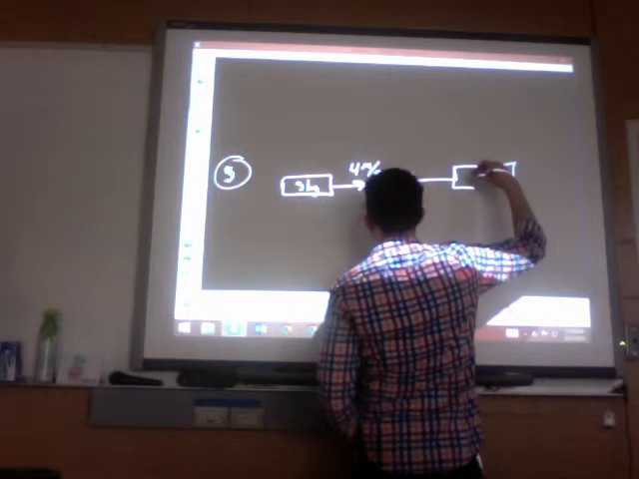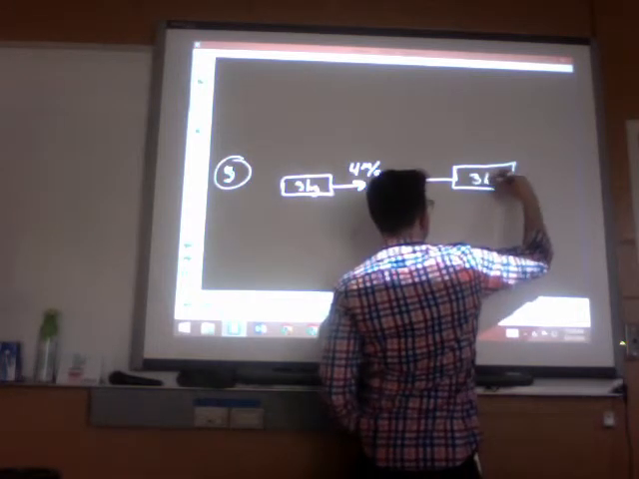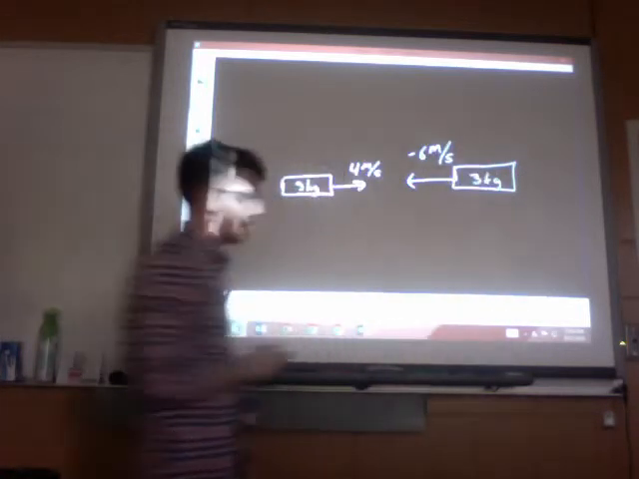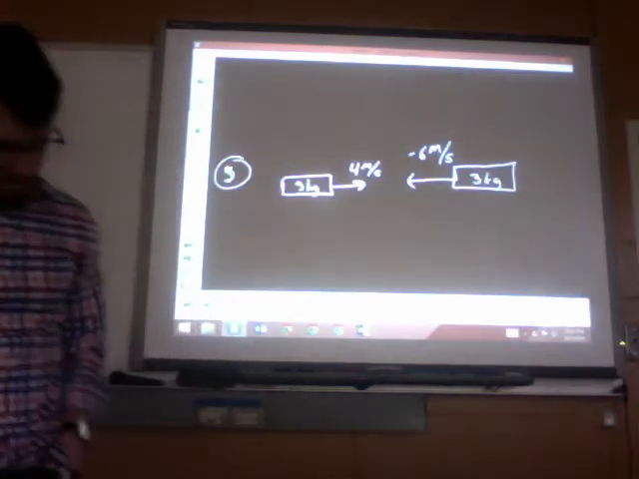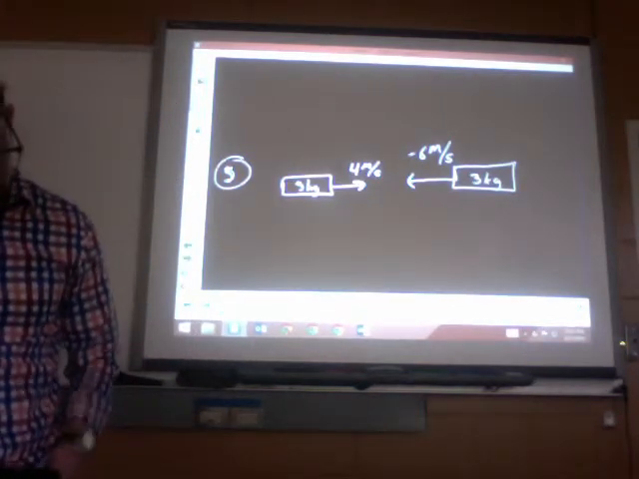Forgot already. 4 kilograms? 3 and 6. Dang. 6 meters per second left. That's another one that I messed up on. Oh, I'm looking at the wrong problem.